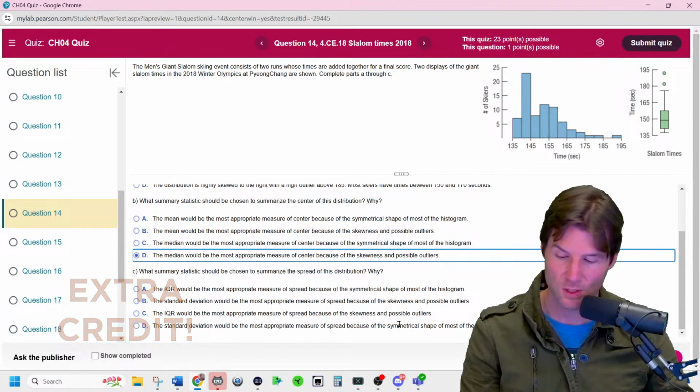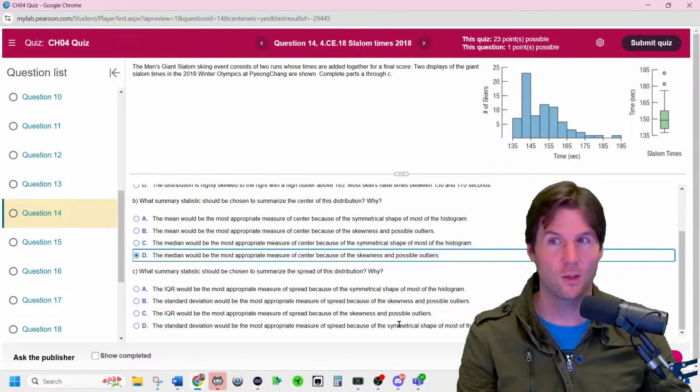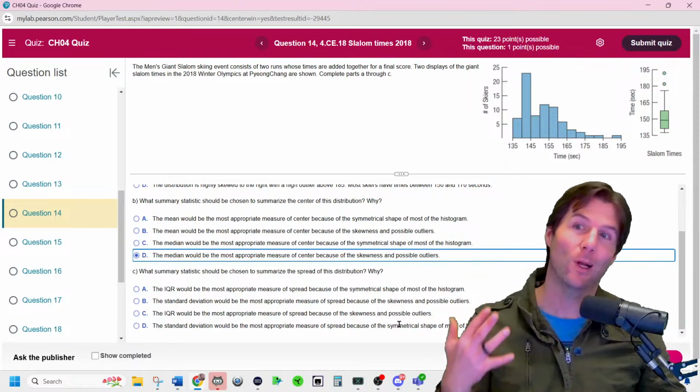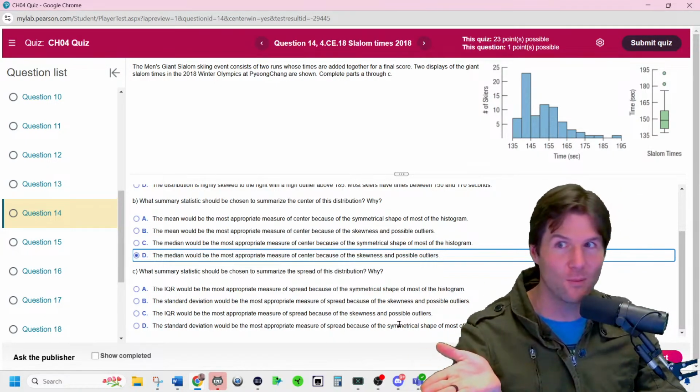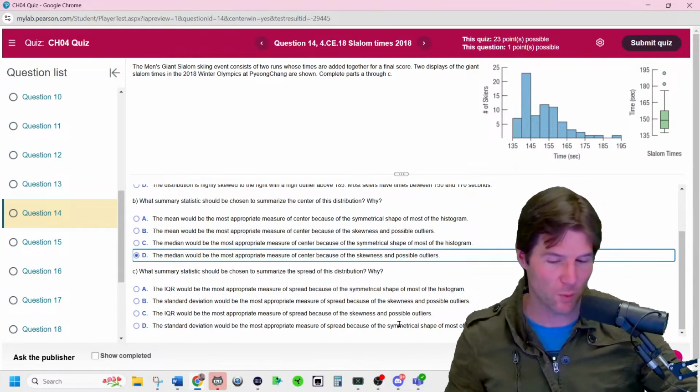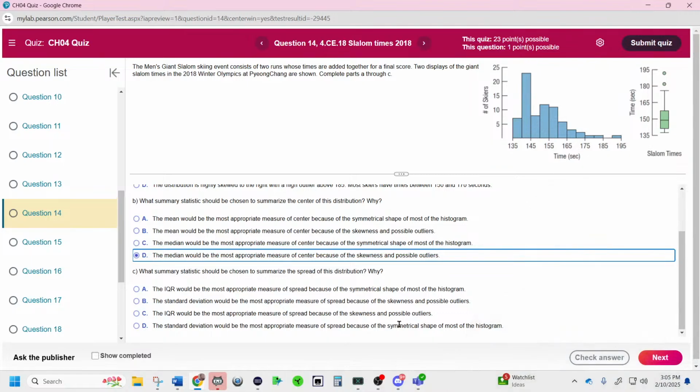What summary statistics should be used in Y for spread of data? Well, if you're using median, what goes with median for spread? Just tell me logically what goes with median for spread. And we'll do another question. Just drop it in the chat. What goes for median for spread?